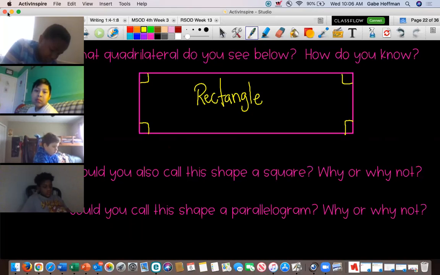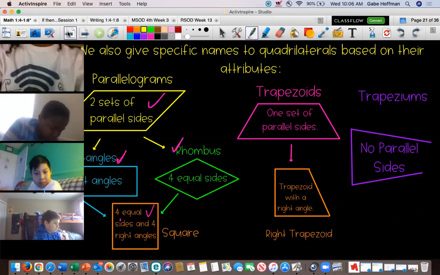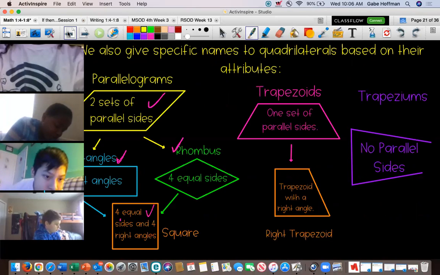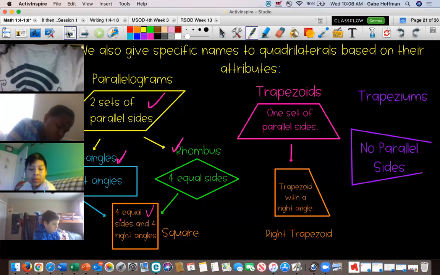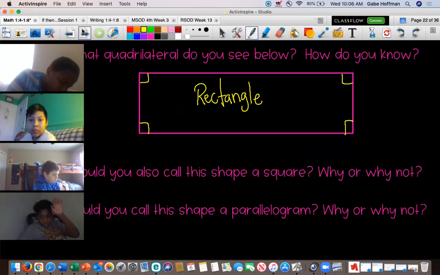Because a square, it's like, what attribute, I'm gonna go back to that chart. What attribute does a square have that a rectangle doesn't? You're right, 4 equal sides, right? That rectangle does not have 4 equal sides. So because it doesn't have 4 equal sides, it cannot be called a square.